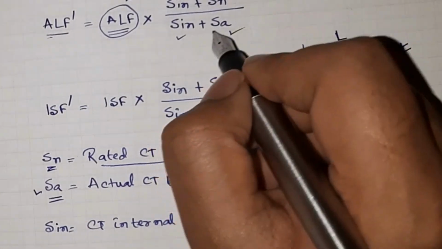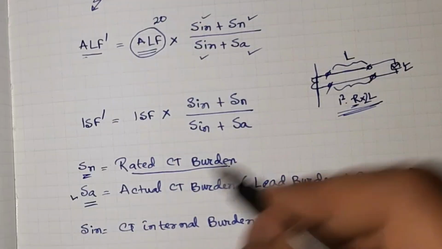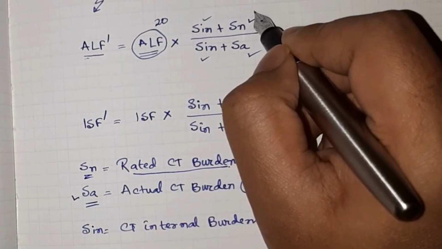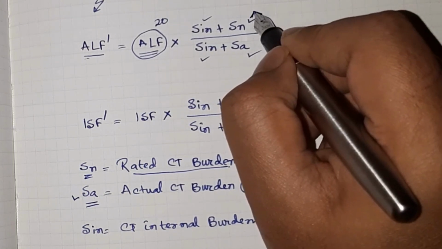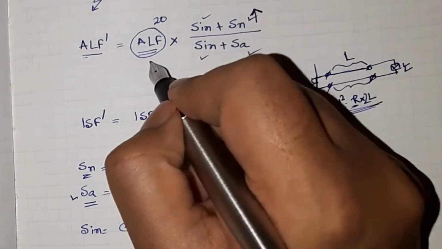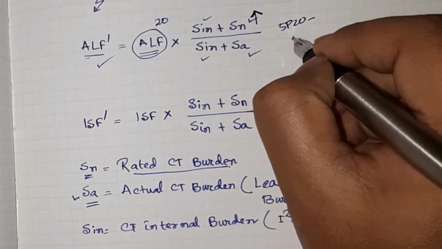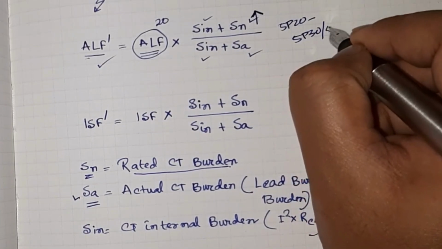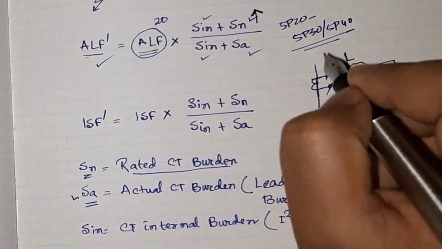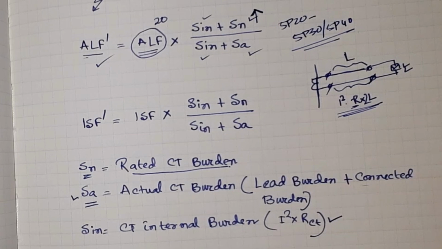In this formula, if your Sn goes higher, that means your rated CT VA is higher, then the ALF' will also increase. So this 5P20 will act as, say, 5P30 or 5P40, right? So it will give you a better CT.